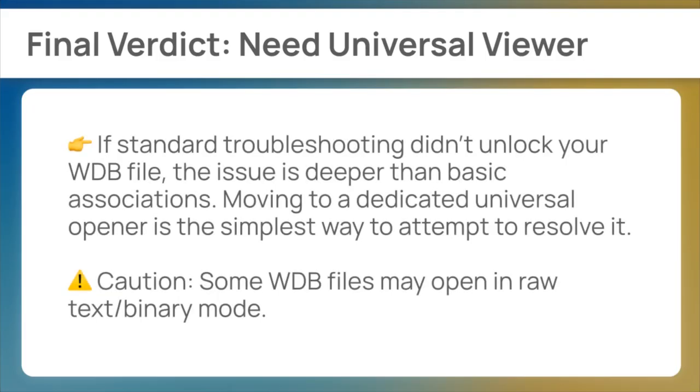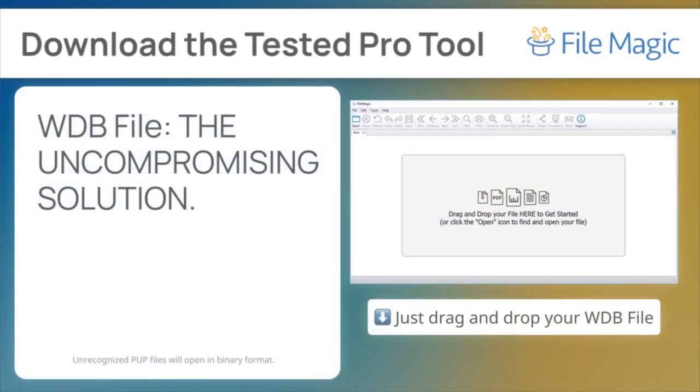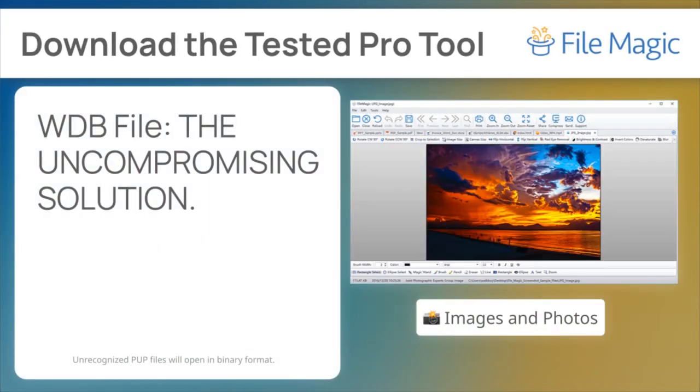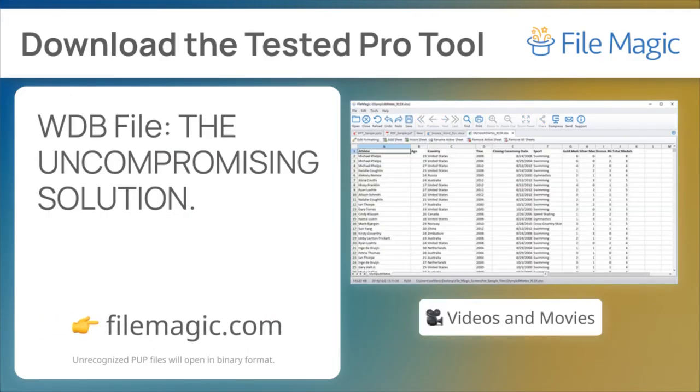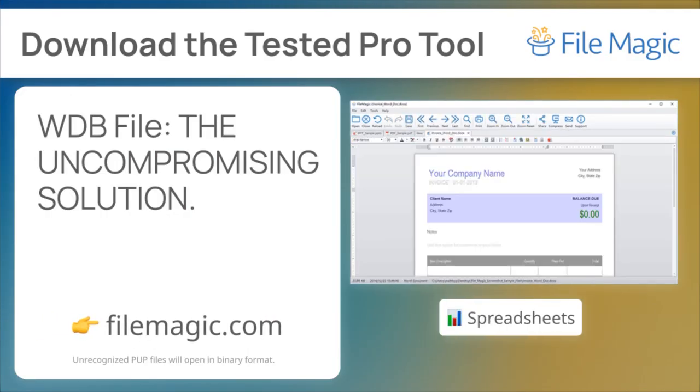When every installed app fails to open the WDB file, the only practical next step is a specialized tool designed for resistant formats. It's worth trying. I advise using the FileMagick Universal Viewer. It's the ultimate solution for dealing with the WDB format. Visit filemagick.com to get your copy.